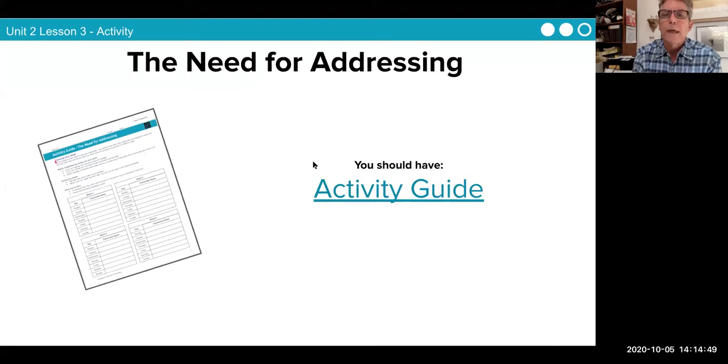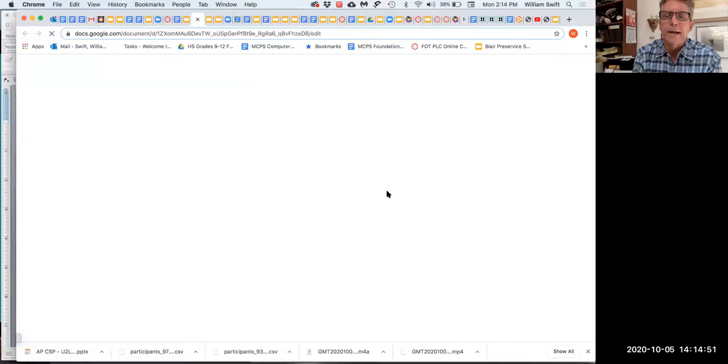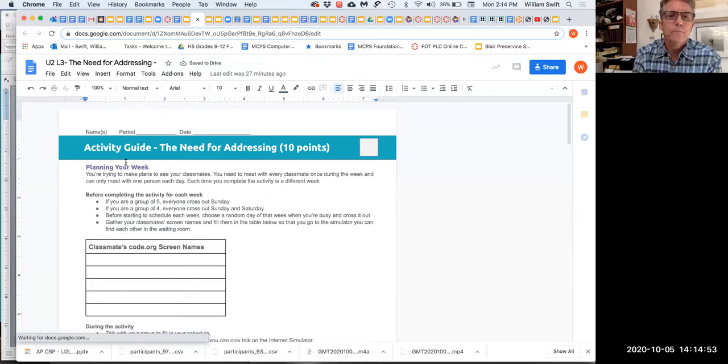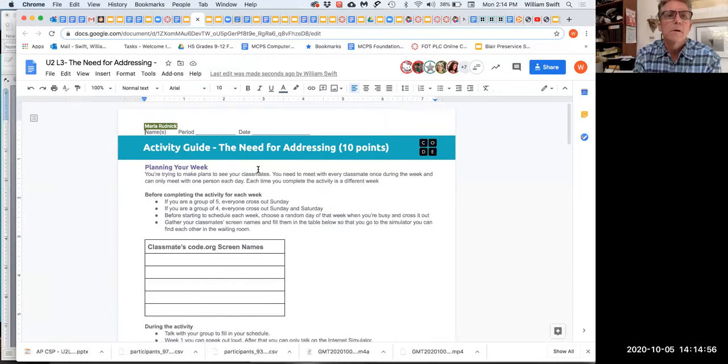Okay, so now we need our activity guide. Our U2 L3 activity guide. For one, you need to write down everybody's screen name that's in your group. If we can make it to the internet widget, you're going to be going into the widget, and then you're going to need to find your teammates inside the widget. So you need to write down all your teammates' names. Make sure you know who is in your breakout room.